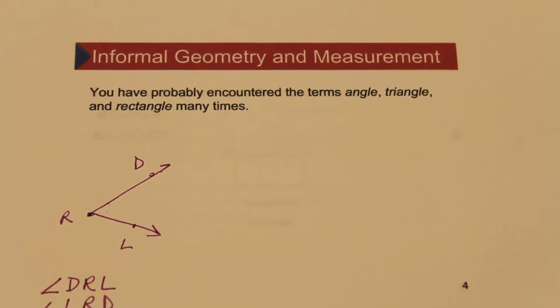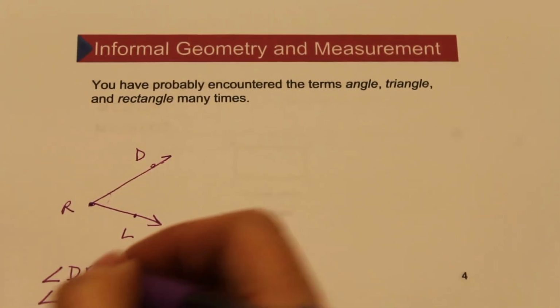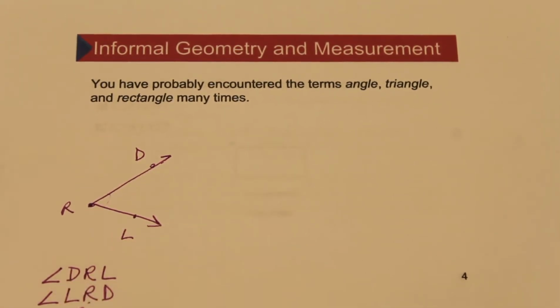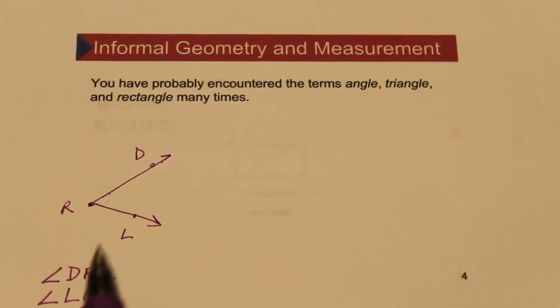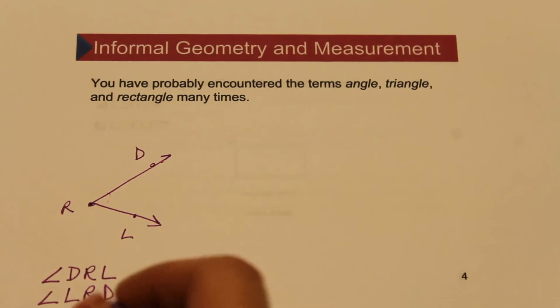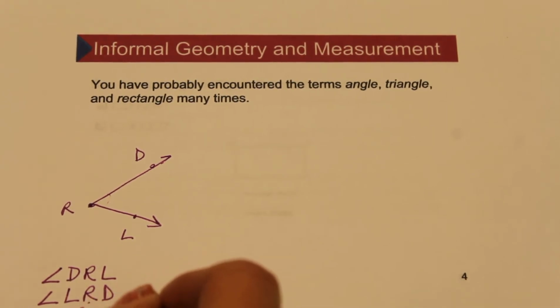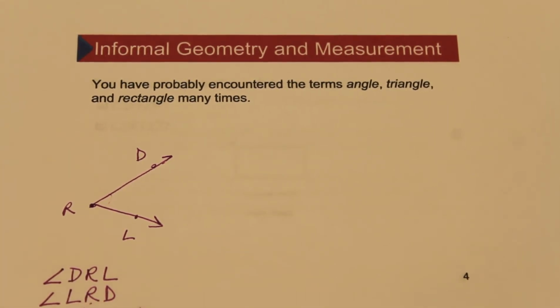The important thing is that the vertex is the middle point of the name of the angle. Now, if there's no ambiguity in the diagram and you couldn't get confused, you could also just say angle R. Since there's only one angle R on the page here, I could still just say angle R. But that would just be the name of the vertex. The vertex is a very important point in an angle.